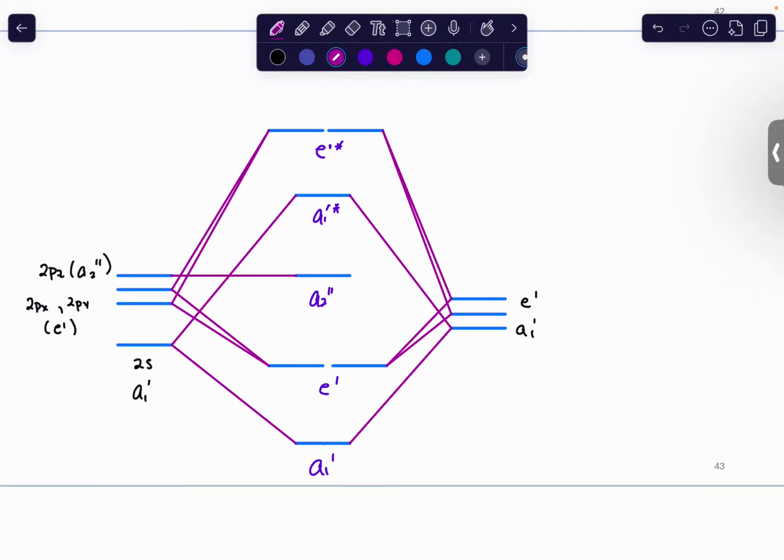So I decided, because once again, the textbook disagreed with me on methane as well. I think the textbook is just doing these in order: A1 prime, E prime, A1 prime, E prime, all the way up. But I want to start representing these in the energetic order that they come out in. So if you wanted this in the order that the quantum mechanical calculations give you, you're going to flip the E star and the A star.